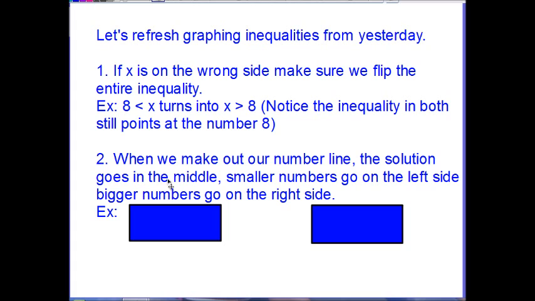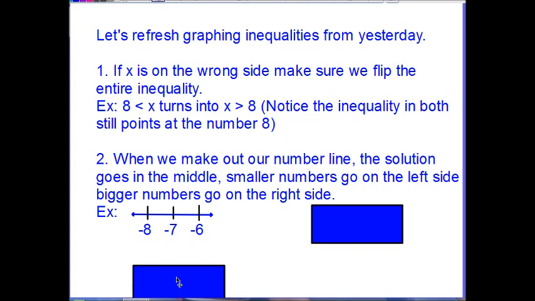Number 2. When we make our number line, the solution goes in the middle. The smaller numbers go on the left side, and the bigger numbers go on the right side. So for our first example, when we have negative numbers, if negative 7 was our solution, negative 7 would go in the middle. Negative 8 would go on the left side. Remember, the more negative the number, the smaller it actually is. Negative 6 would go on the right side because technically it's bigger than negative 7. It's not quite as negative.